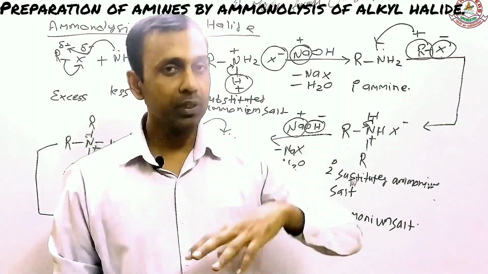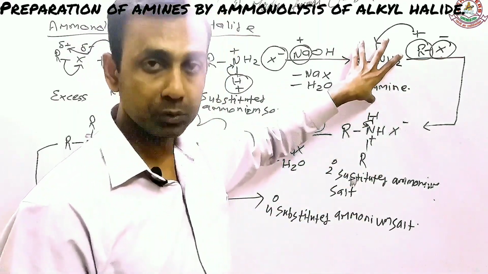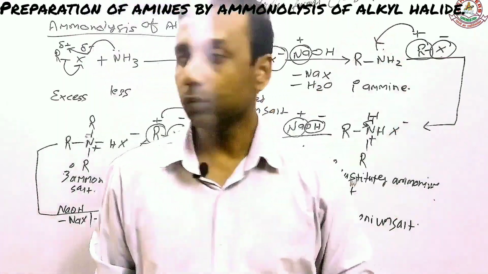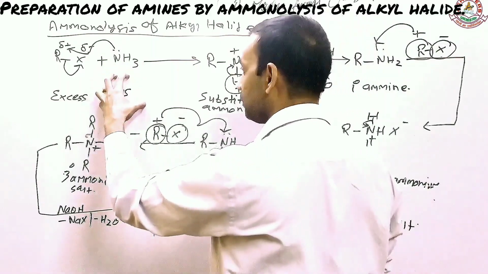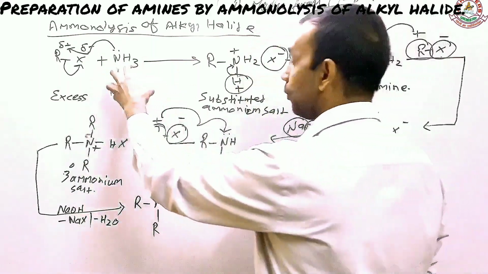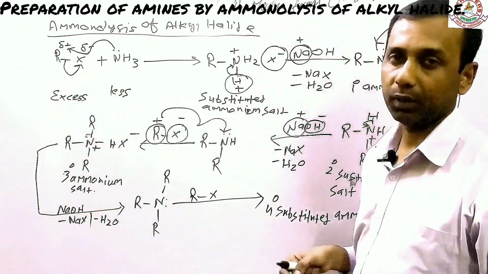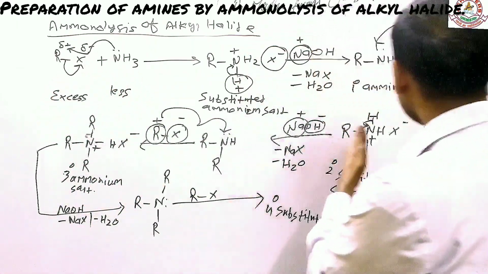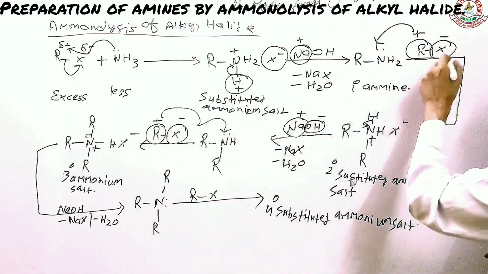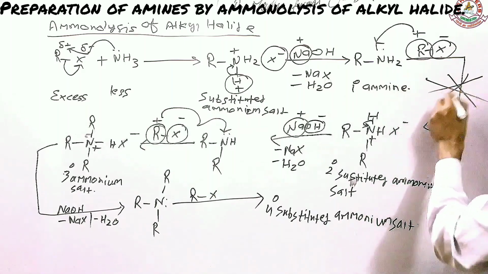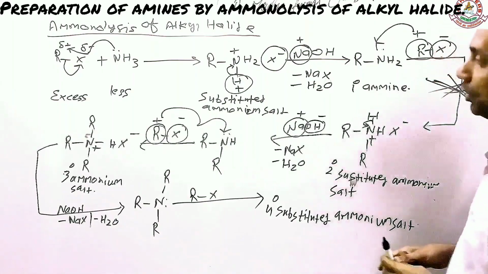But if you need only this 1 degree amine, which is more important, then you have to take ammonia in excess. Understand here, ammonia will be taken in large amount and alkyl halide will be taken in very small amount. And if you do that, this reaction will not continue in this direction. So this will stop right here. This is the point where this will stop. So you will be able to produce the ammonium salt.